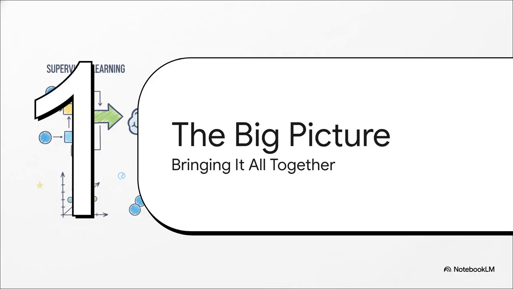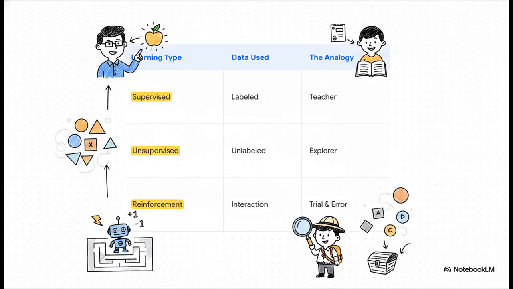All right, we've been through all three of the main learning styles. It's been a bit of a whirlwind, I know. So let's just zoom out for a second and put the whole picture together. This little table is basically your perfect cheat sheet. You've got supervised learning, learning with a teacher using labeled data. You've got unsupervised learning, finding patterns all alone in unlabeled data. And you've got reinforcement learning, learning from experience through trial and error.